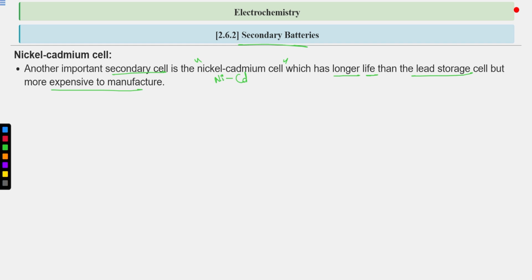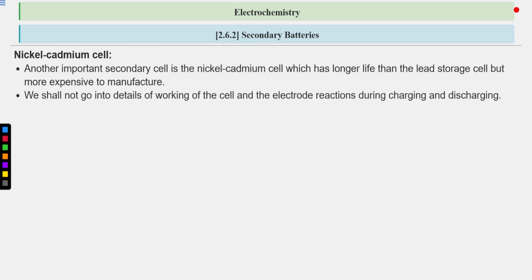But why are we not using the nickel cadmium cell in our daily uses, in automobiles or in inverters? Because it is more expensive to manufacture the nickel cadmium cell than the lead storage cell. That is the main reason.